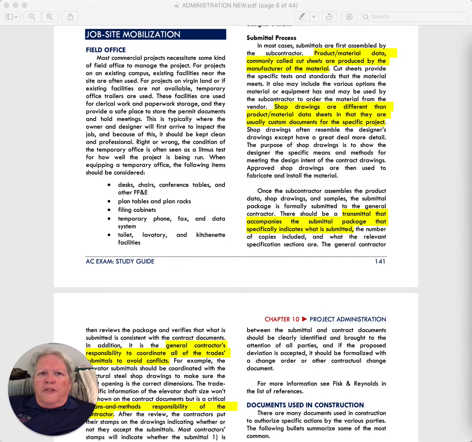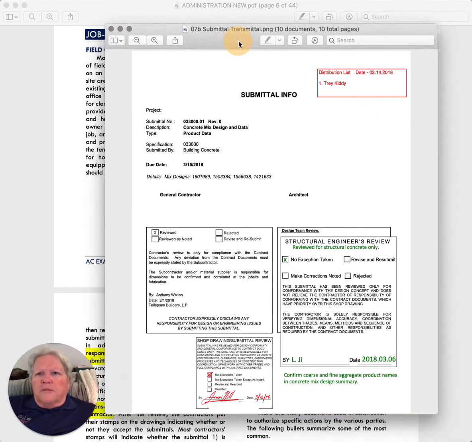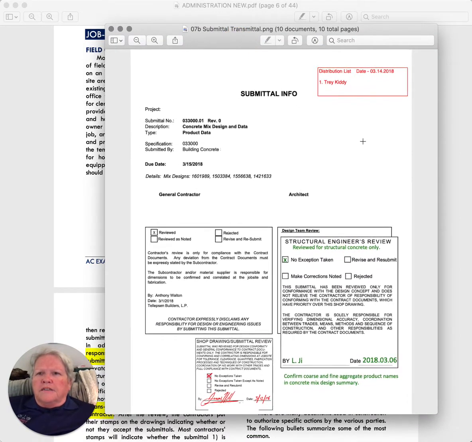And one of the important things to realize with regard to shop drawings, and here's an example of one, is you have to fill out a letter of transmittal. You have to talk about what it's for, how many copies you're providing, and then it goes to the architect of record, and then they have to review it.